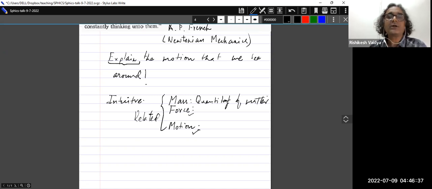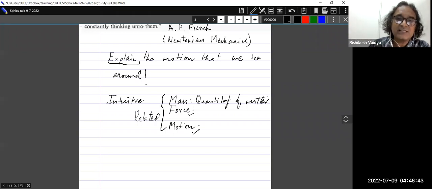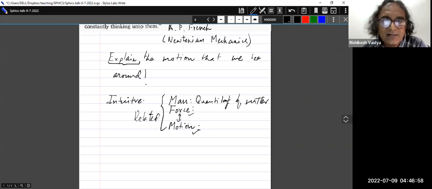In fact, Newton gave mass as the density times the volume, which hardly explains it, because then how do you explain density? And force, roughly we know, is an agent which is somehow related to motion. These two are related, and of course, this quantity also must play a role in that relation.